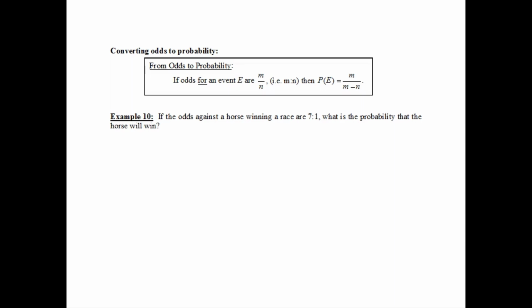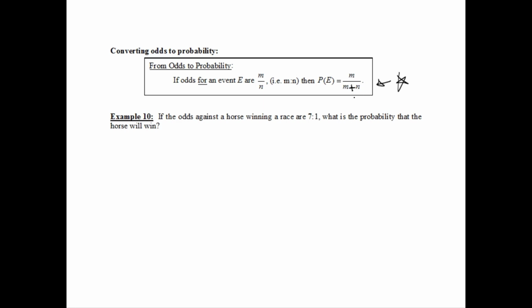Now, what if we start with odds and we want to go to probability? If the odds for an event are m over n, or m to n, then the probability will be m over m plus n. This should be a plus. That's very important. Sorry, this program doesn't seem to do well with some of the plus and equal signs.